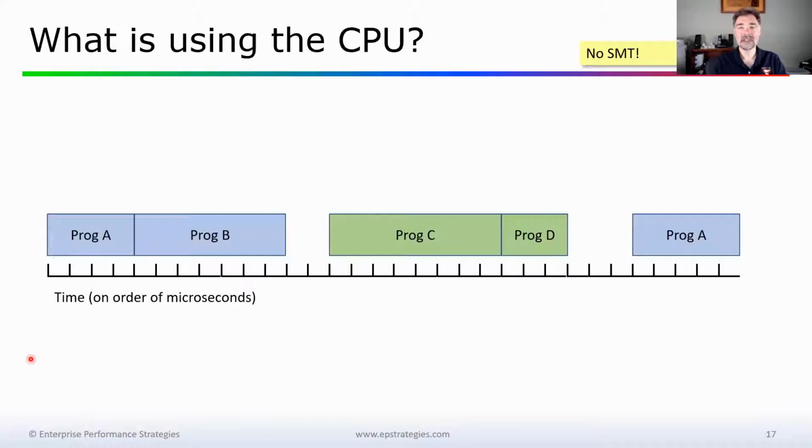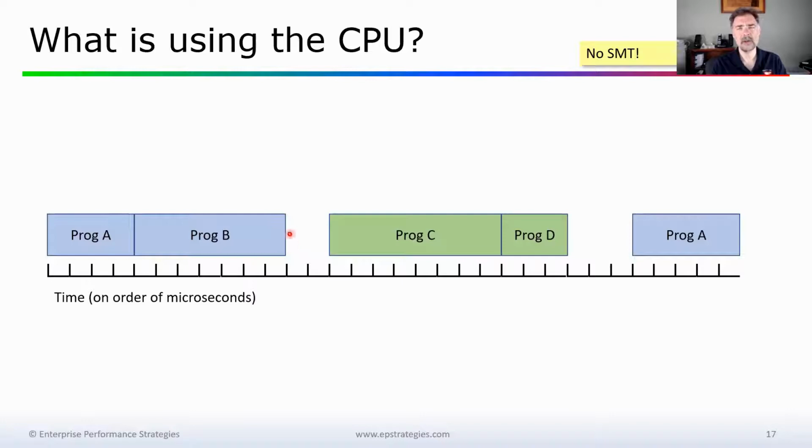So this is just an example here: program A comes on the CPU, is running for some period of time, gives up the CPU, program B comes on the CPU, runs for some period of time, gives up the CPU.